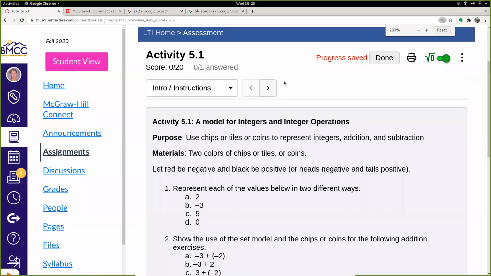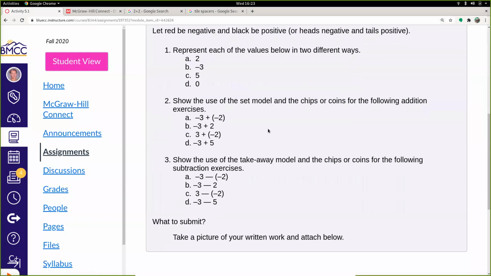Let's blow this up a little more. And then whatever model you chose for your representations up here, whether it be red and black or open and colored circle or pluses and minuses or heads and tails, you want to use them to model each of these right here. Now, when we model these, again, we want to have our key on the same page. We also need to state what it means to add. And so far we've used takeaway. So here I'm saying show how to use the takeaway model and the chips or coins, or maybe you're going to use the pluses or minuses to demonstrate each of these right here.